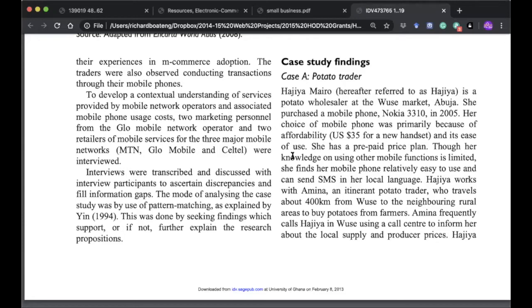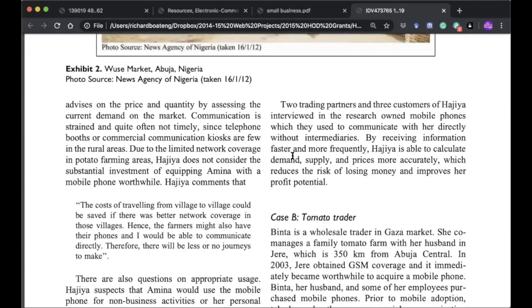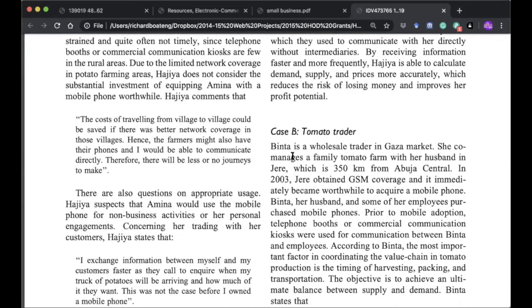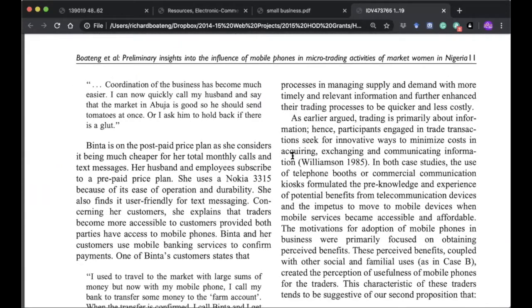So she's removing cognitive impediments. She has a prepaid price plan. Though her knowledge of using the other mobile phone functions is limited, she finds her mobile phone relatively easy to use and can send SMS in her local language. So we actually find evidence about being able to use the mobile phone to conduct business. We have found evidence for that. That's interesting, very interesting here.